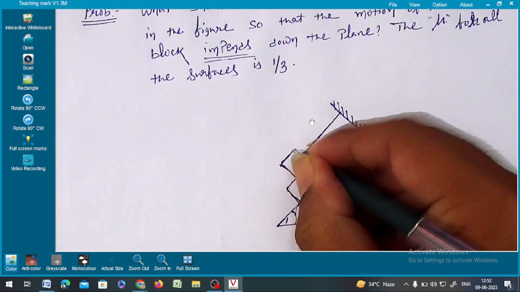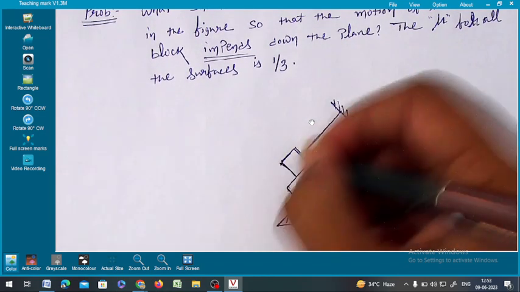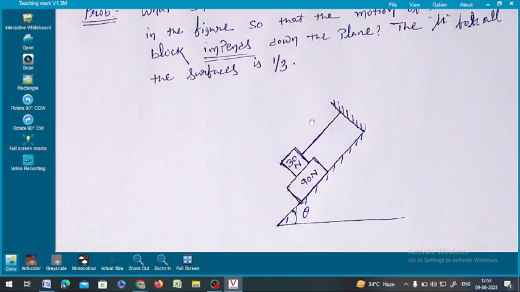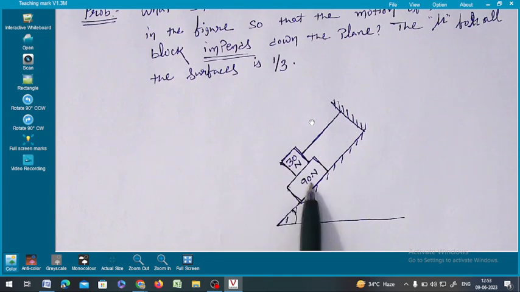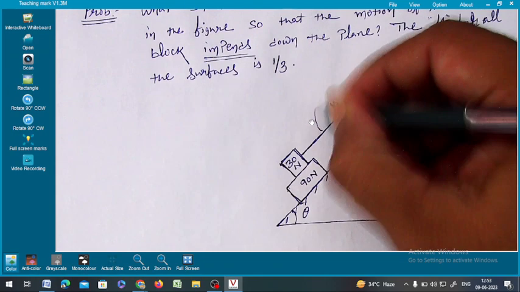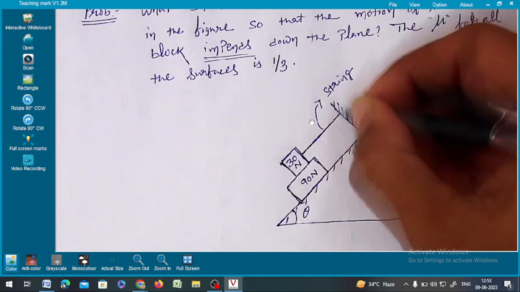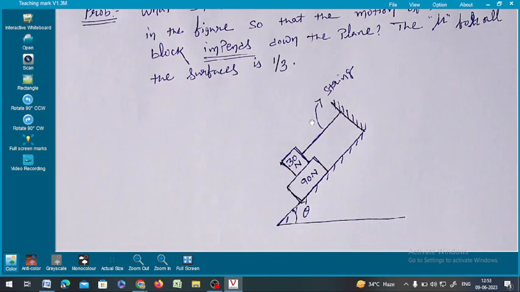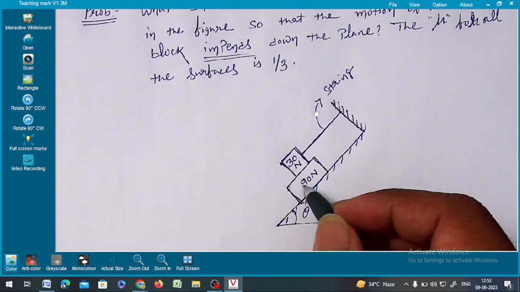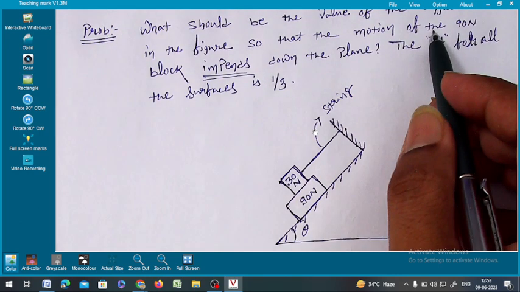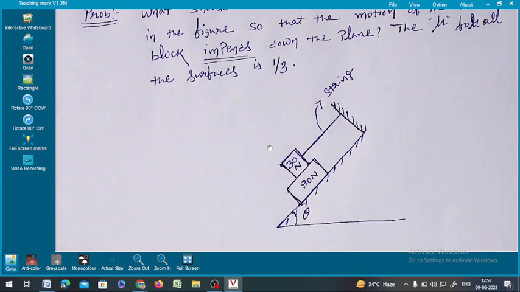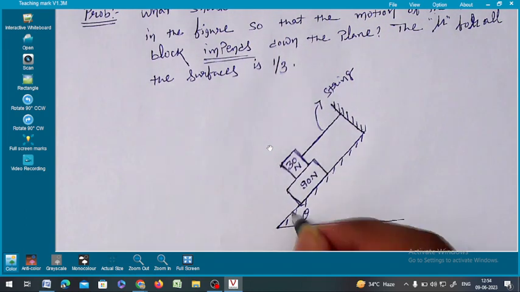By seeing the diagram, what did you understand? There are two bodies here. One is 90 Newton, the other is 30 Newton. Above the 90 Newton, 30 Newton is placed. And this particular 30 Newton is tied with the help of a string to the vertical wall. In the question it is given that the motion of the 90 Newton block is down the plane. So the 90 Newton block is moving in which direction? Down the plane. Clear? So this theta you have to find. Can you do the problem?